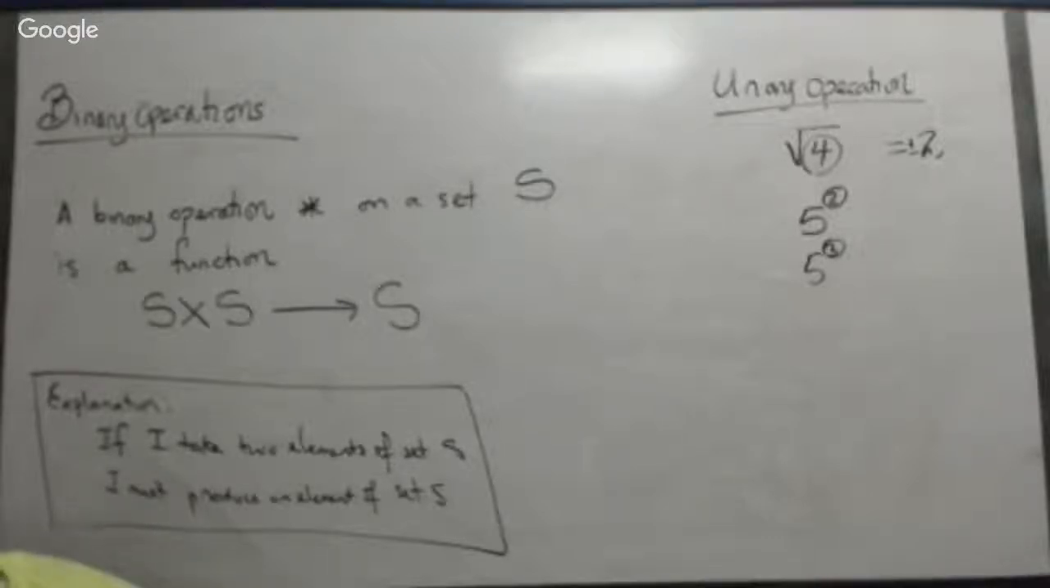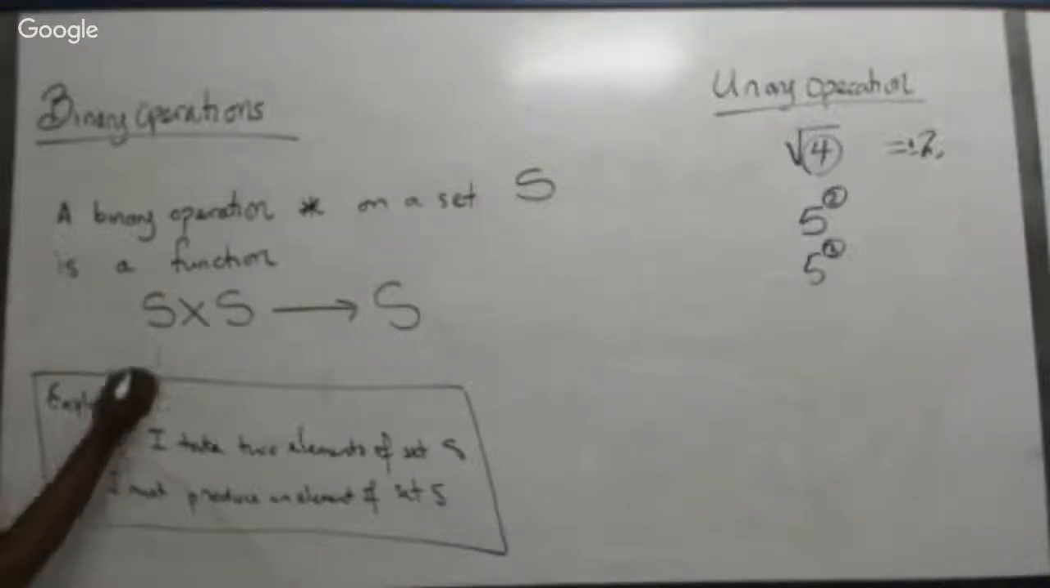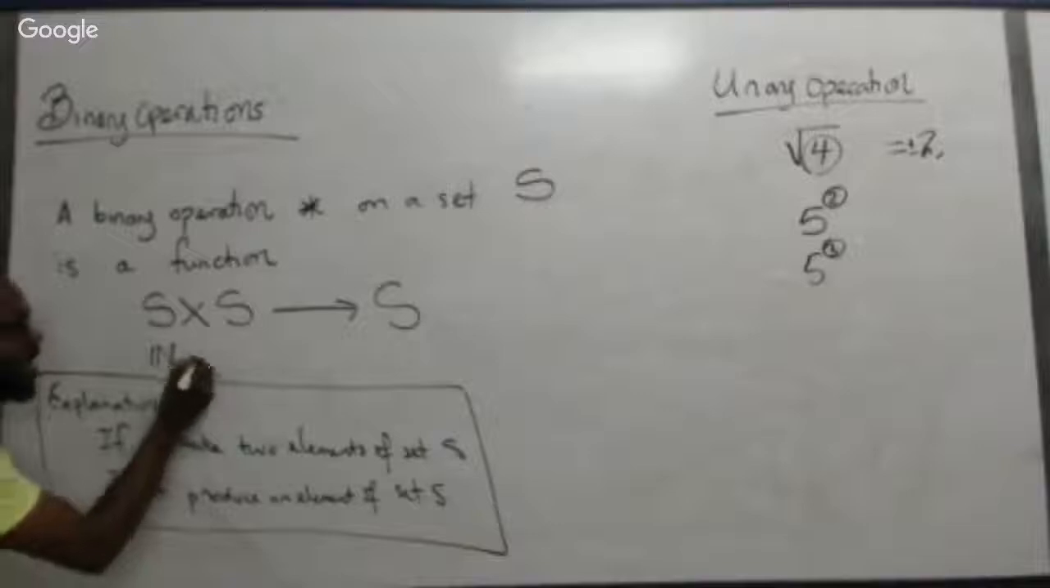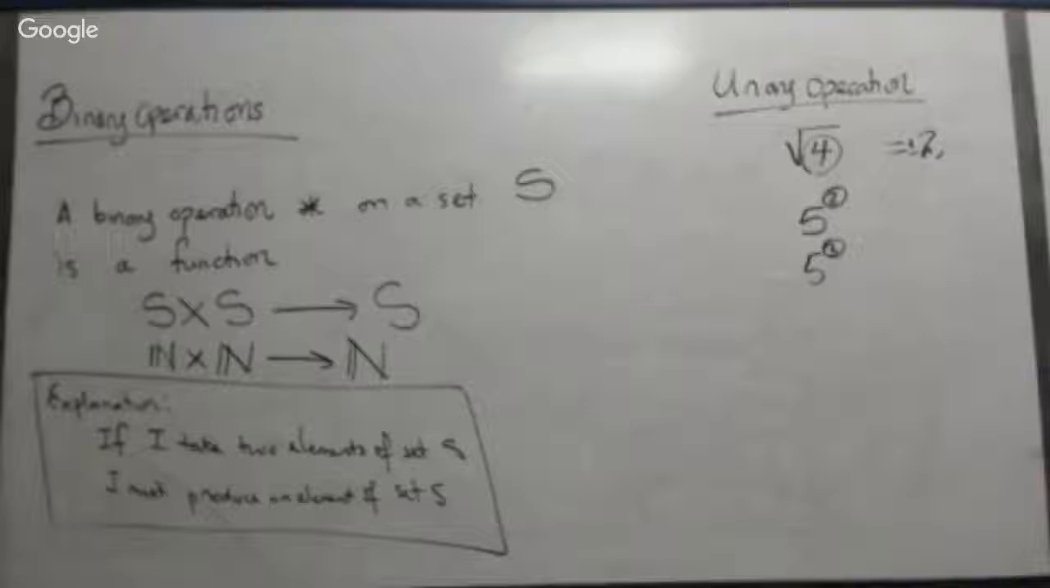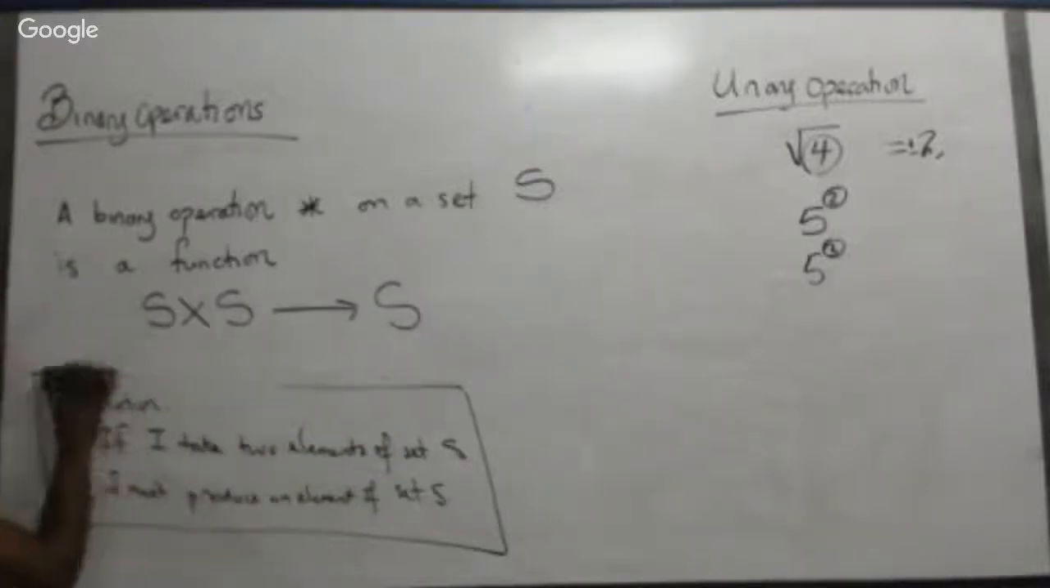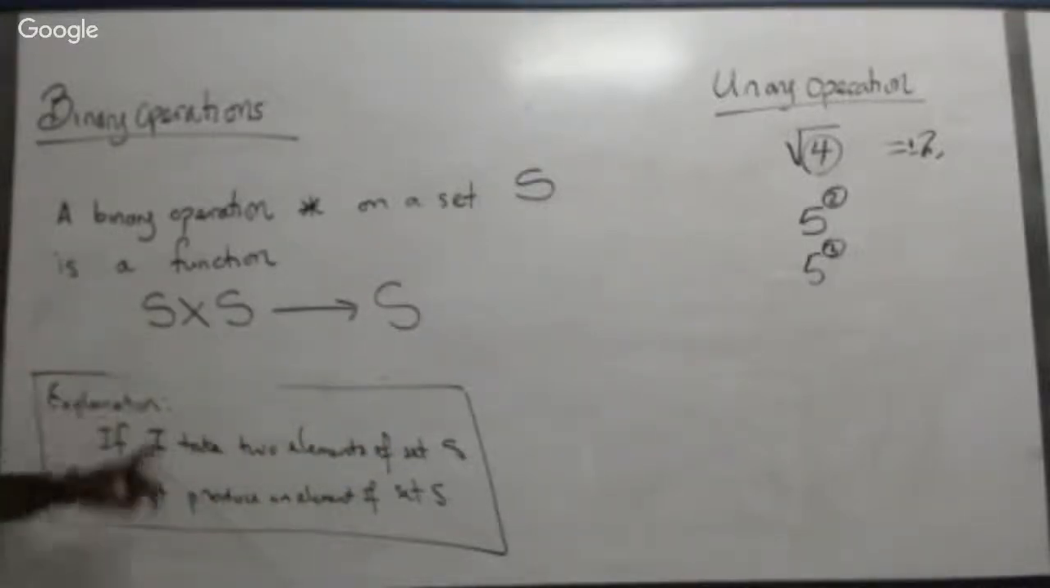So we're in binary operations. This is what you will study many times, by the way. You reproduce it exactly. If they say define a binary operation asterisk on the set N, you would write N times N produces N. So that works? It takes two natural numbers and produces one natural number. But I use S to denote all possible sets.